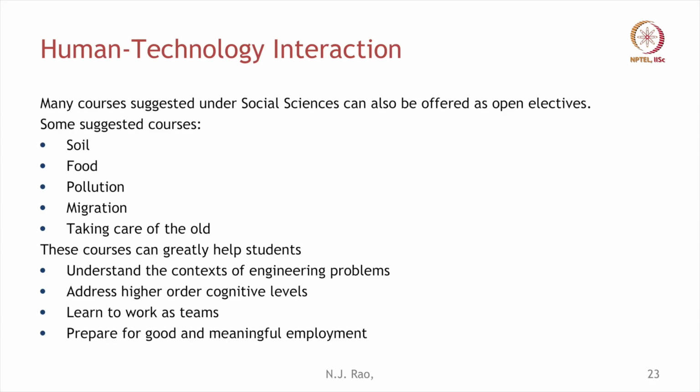Now, another category, which partly we have already seen, is human technology interaction. That is, many courses suggested under social sciences can also be offered as open electives, because there we had scope for only 2 courses in that curricular component. The remaining courses can also be offered as open electives. Like some additional ones we are suggesting, one is soil, food, pollution, migration, taking care of the world.